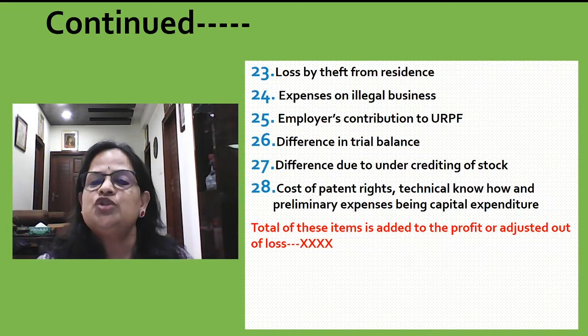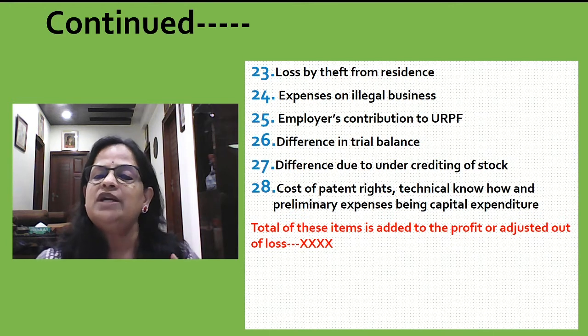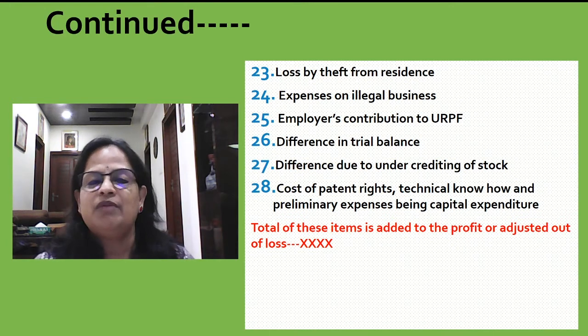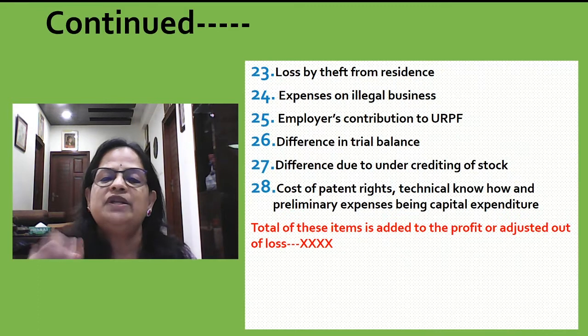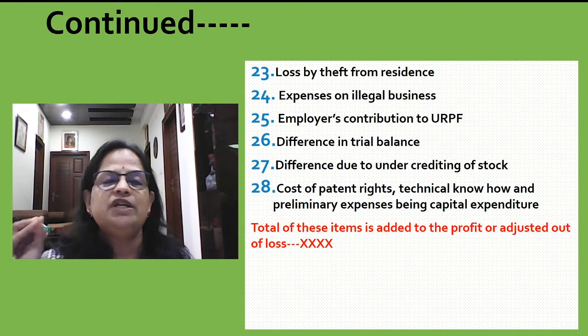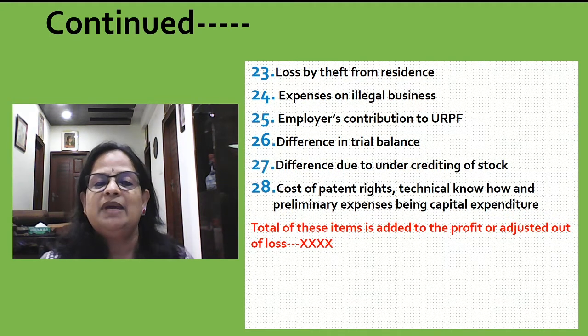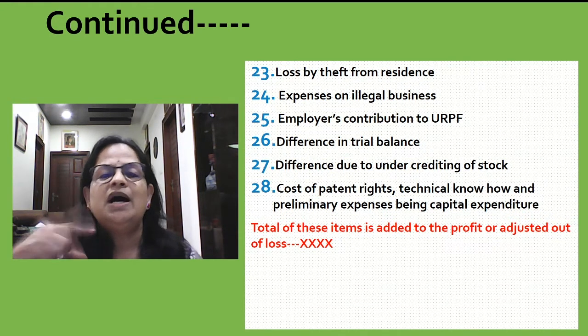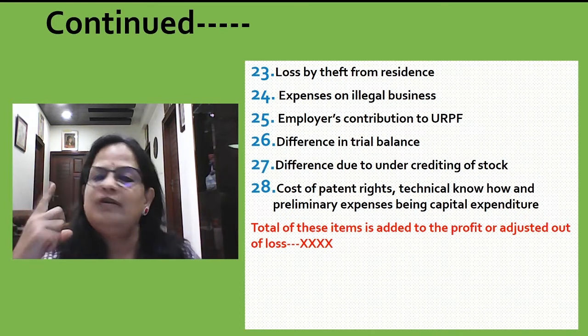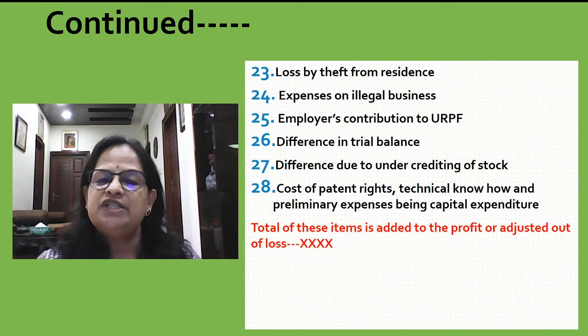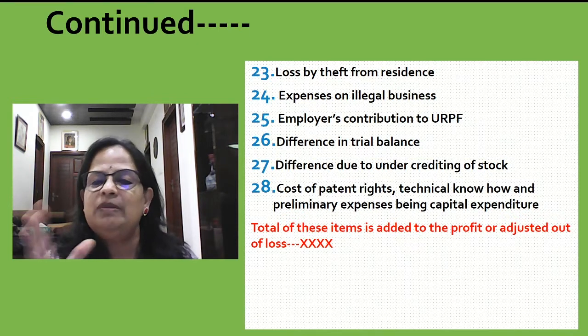Employer's contribution to unrecognized provident fund. We learned 4 types of provident fund when we learned the salary chapter: statutory provident fund, recognized provident fund, unrecognized provident fund and public provident fund. So unrecognized provident fund has no recognition. Employer's contribution to unrecognized provident fund is not allowed. Now difference in trial balance. This you have to remember because other items you can usually relate with accounting knowledge. Difference in trial balance and difference due to under crediting of stock, this also will be disallowed.